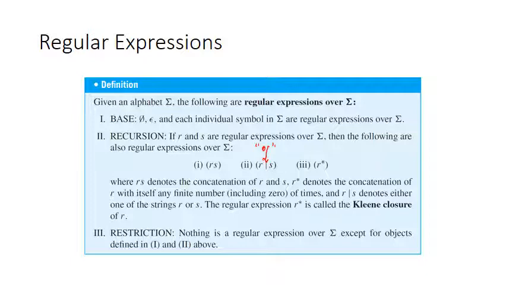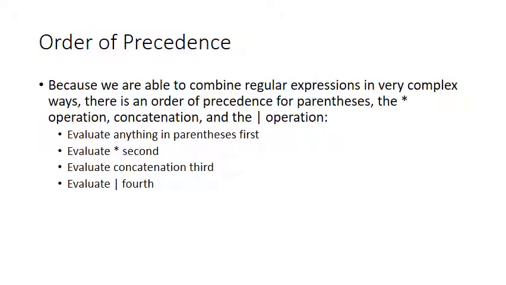Okay, so that was all pretty abstract, so let's actually get into some examples. But I think we need to do something before that. The last thing we need to do before we look at some examples is to talk about the order of precedence. Because we're able to combine regular expressions in really complex ways, there needs to be an order of precedence for the operations that we talked about on the last slide. We're also going to be combining parentheses with these to indicate places where we want to do something other than the order of precedence. The parentheses are going to function just like they do in regular arithmetic. So anything that is in parentheses will be evaluated first.